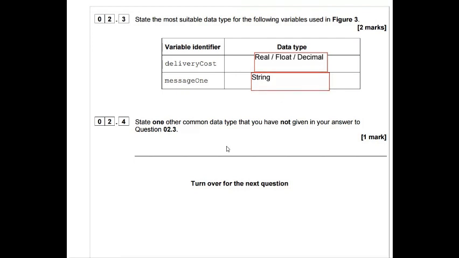Let's go on to the next one. So we need to state one other common data type that we've not given. So you can have int, you can have integer, you could have date, you could have boolean. They're the other common data types.